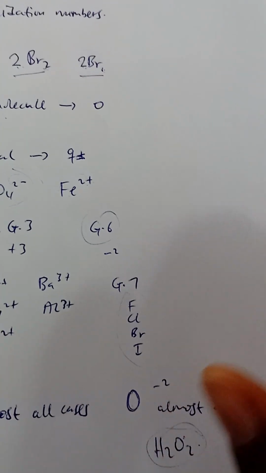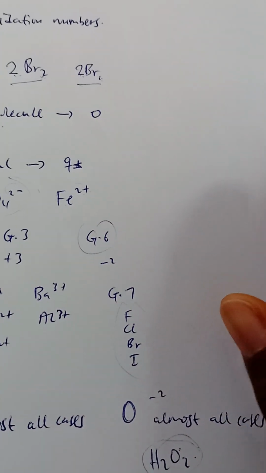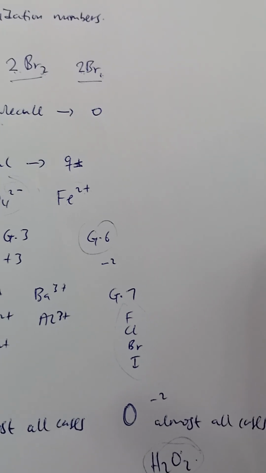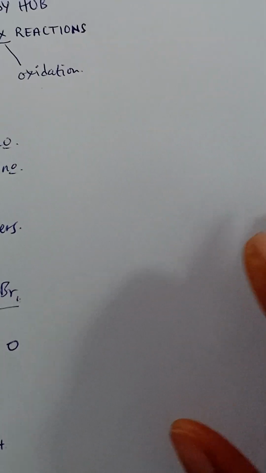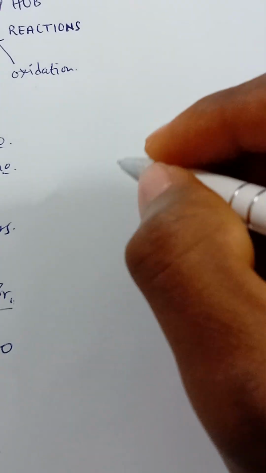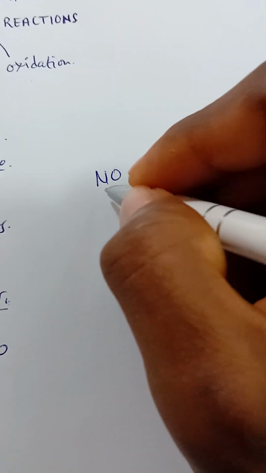So now that we know these rules, we can find oxidation number, and proceed to know how to balance redox reactions. But let's take some few examples from here. Let's find the oxidation states of the underlined atoms.